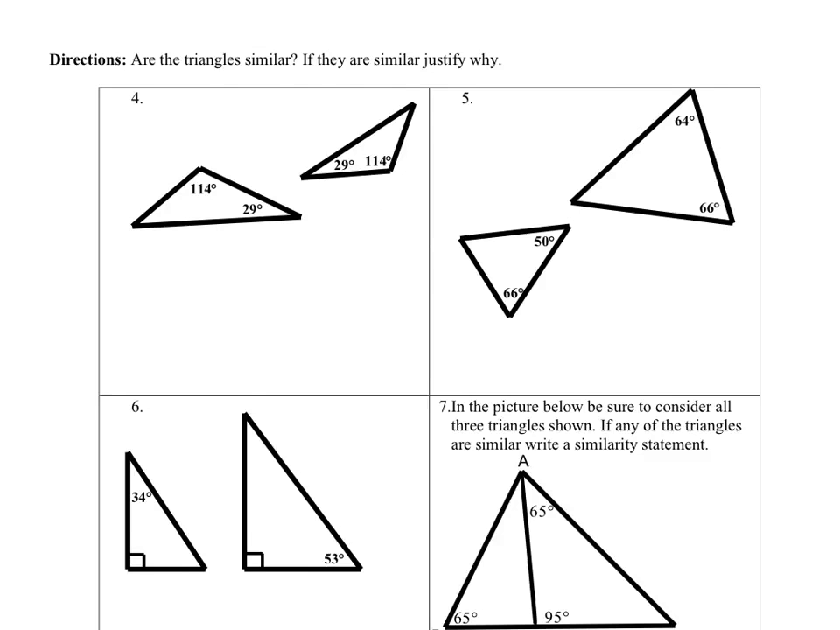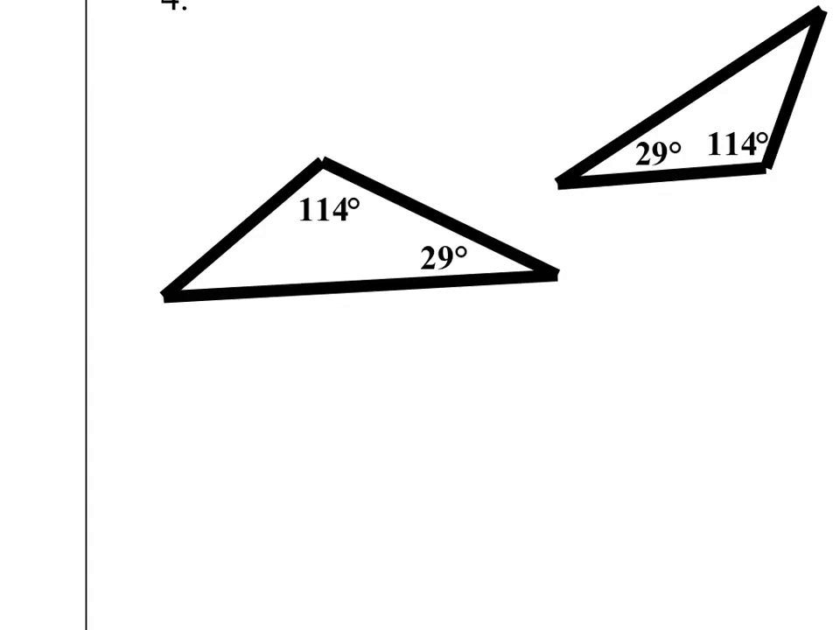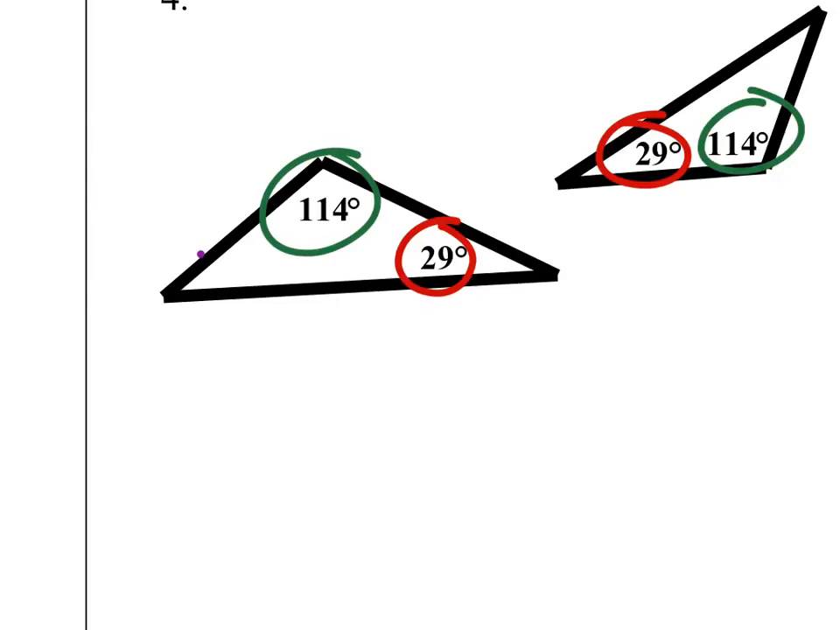So in terms of similarity, if we find that two of the angles are congruent, then we know that that third angle is also congruent. Therefore, the two triangles are similar. So these two are similar because we have the two 114-degree angles and the two 29-degree angles. So automatically, this third one would be congruent as well.